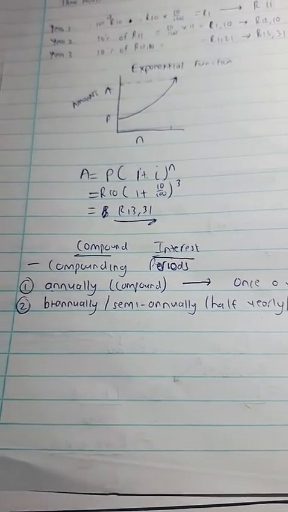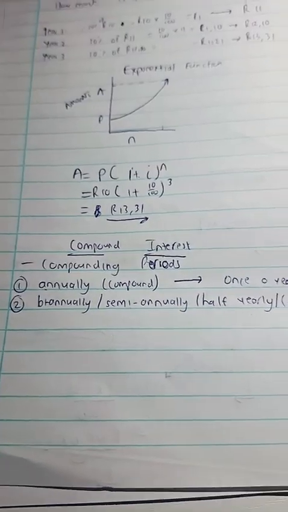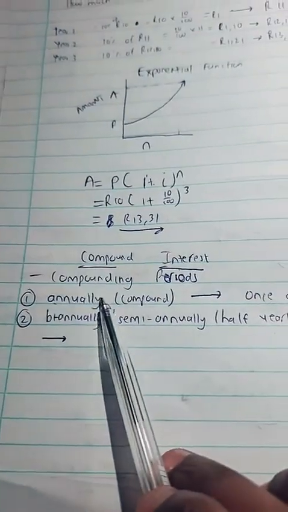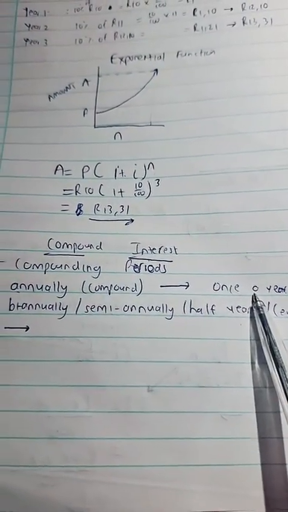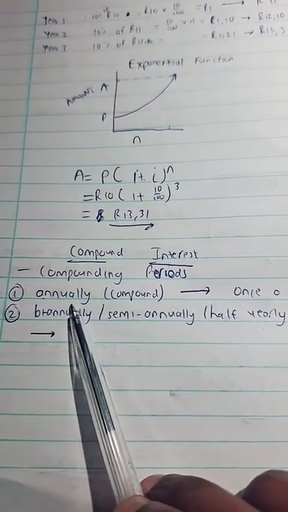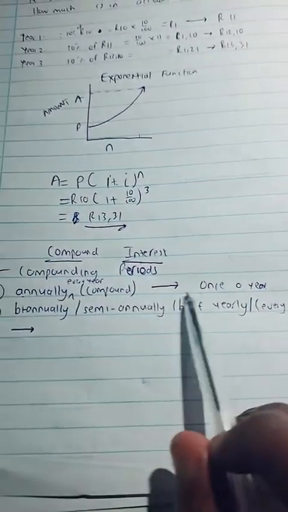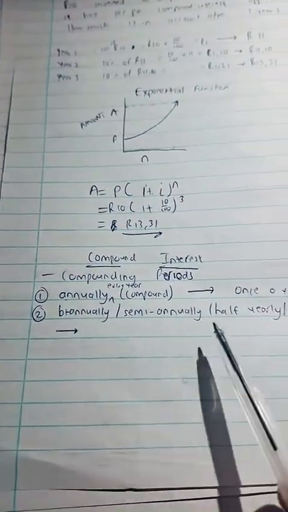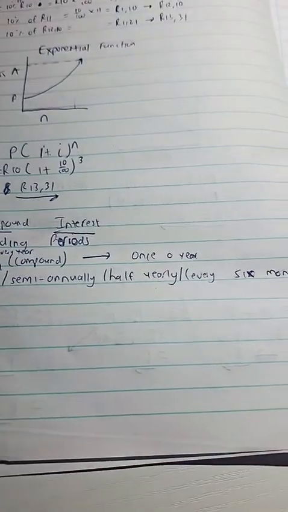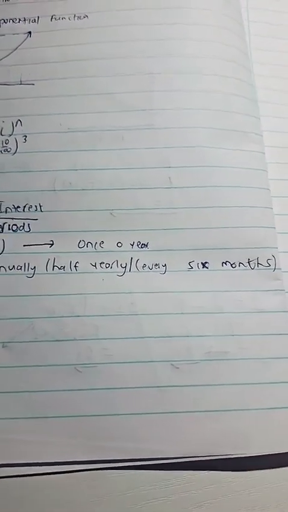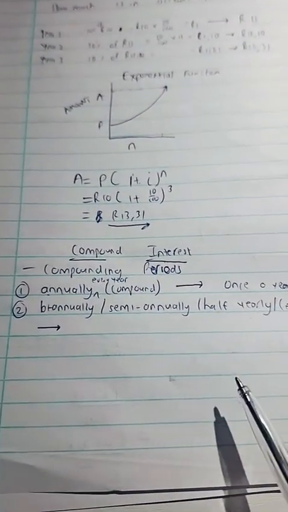You tell me how many times, because now I want to write how many times, because you remember for annually I said once a year. Okay, annually means every year. Another way of saying it, annually, or we can say every year, which means once a year. What about biannually, semi-annually, and half yearly? Every 6 months means how many times in a year?